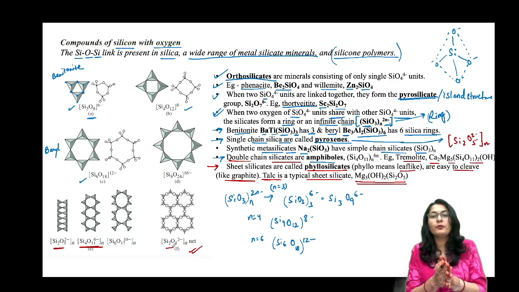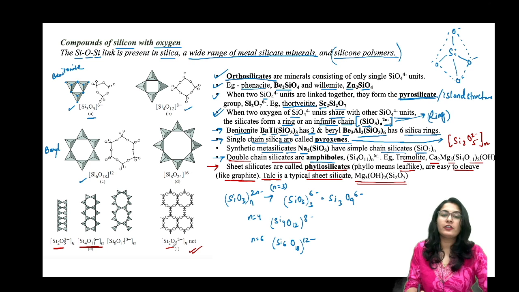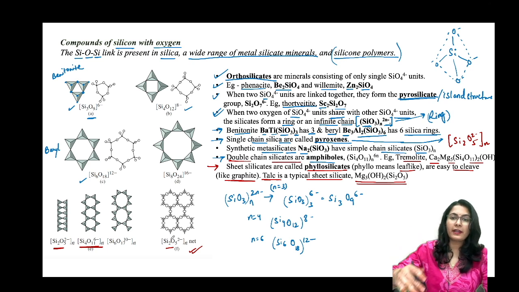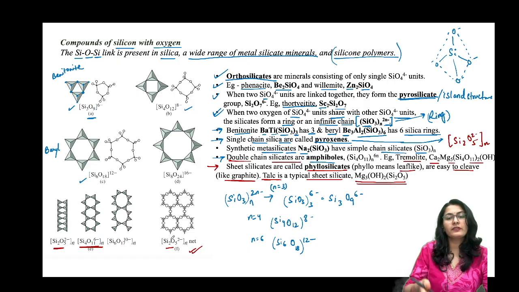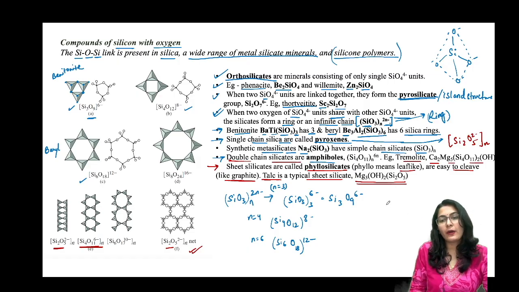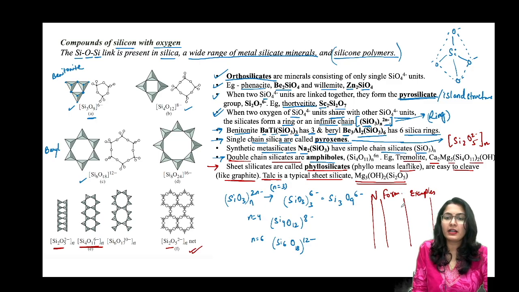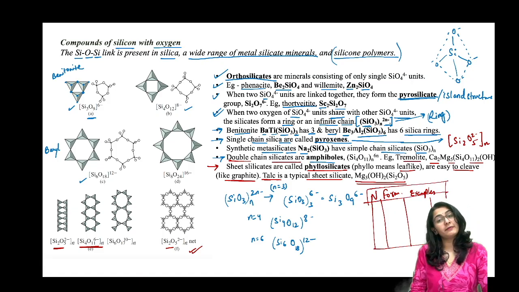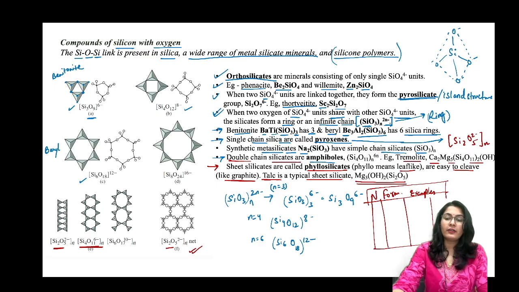Okay guys, make a table in your notebook: orthosilicate, pyrosilicate, ring silicate, two types come in ring as well, then sheet silicate, all of these, make a table. How are you going to make a table? The name, the formula, the examples. Just make a table and remember the table, because many times they have been asked directly. All right, very simple. Chalo.